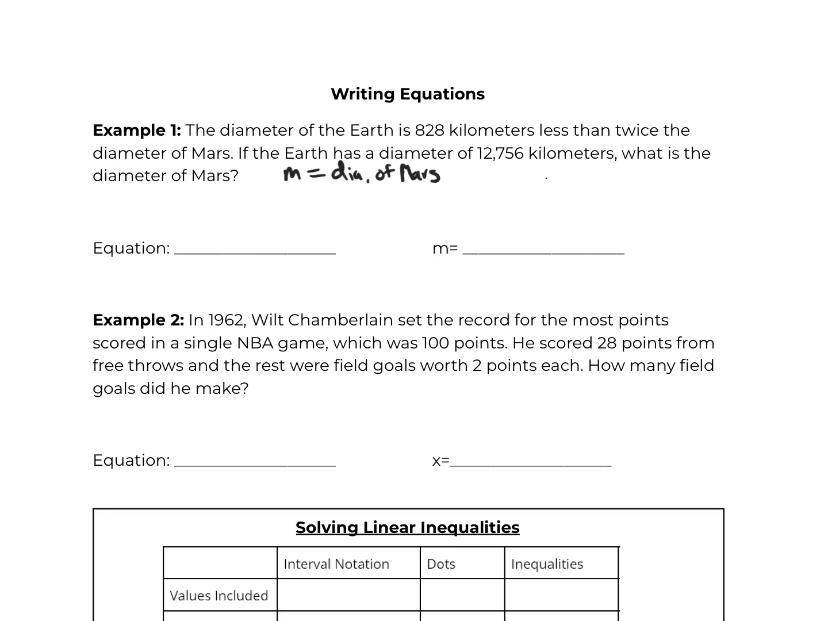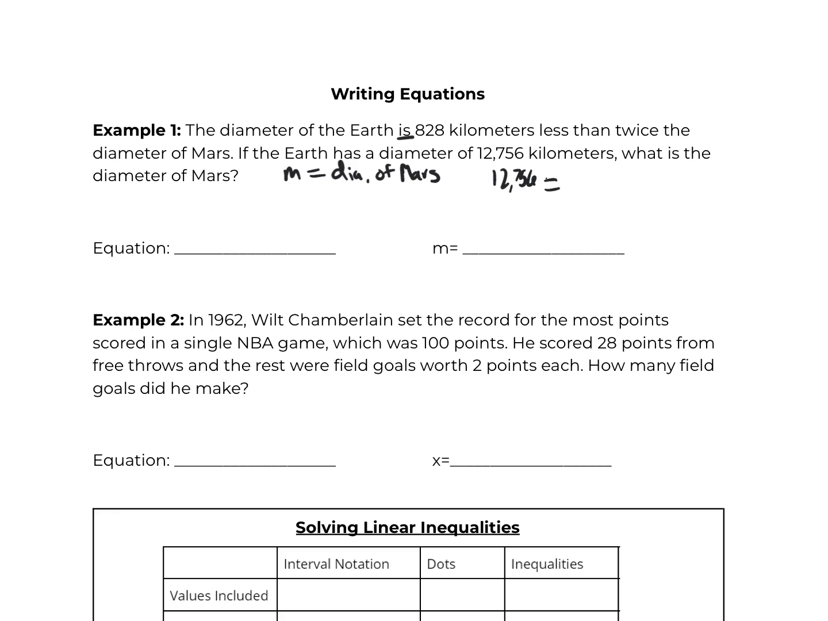Alright, so now we are going to build an equation using m as a variable for our unknown. It says the diameter of Earth is. When we see that is, that means we have an equal sign. On one side is the diameter of the Earth. Now we know the diameter of the Earth is 12,756 kilometers. And it's equal to 828 kilometers less than twice the diameter of Mars.